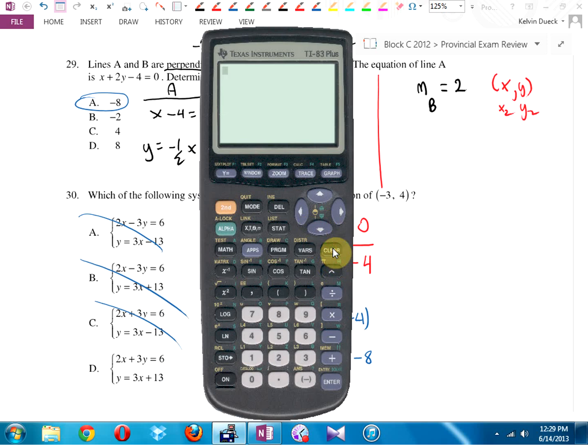We used a process of elimination. I'm pretty sure it's D. 2 times negative 3 plus 3 times 4, 6. 3 times negative 3 plus 13, 4.